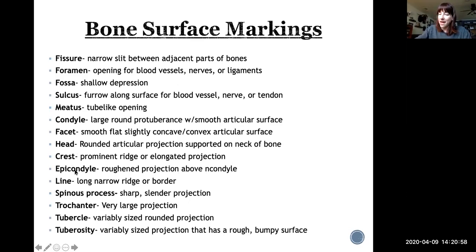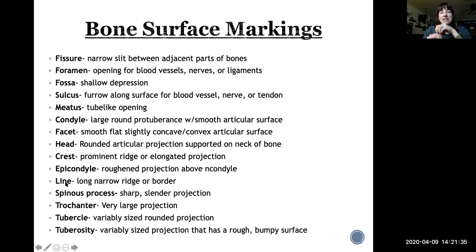And an epicondyle. So remember, a condyle is the large, rounded, articular surface at the end of a long bone. The epicondyle is like a bump that is above the condyle, okay? So the epicondyles would be here and here on this bone, okay? So basically slightly smaller or slightly above the main condyle are the epicondyles, okay?